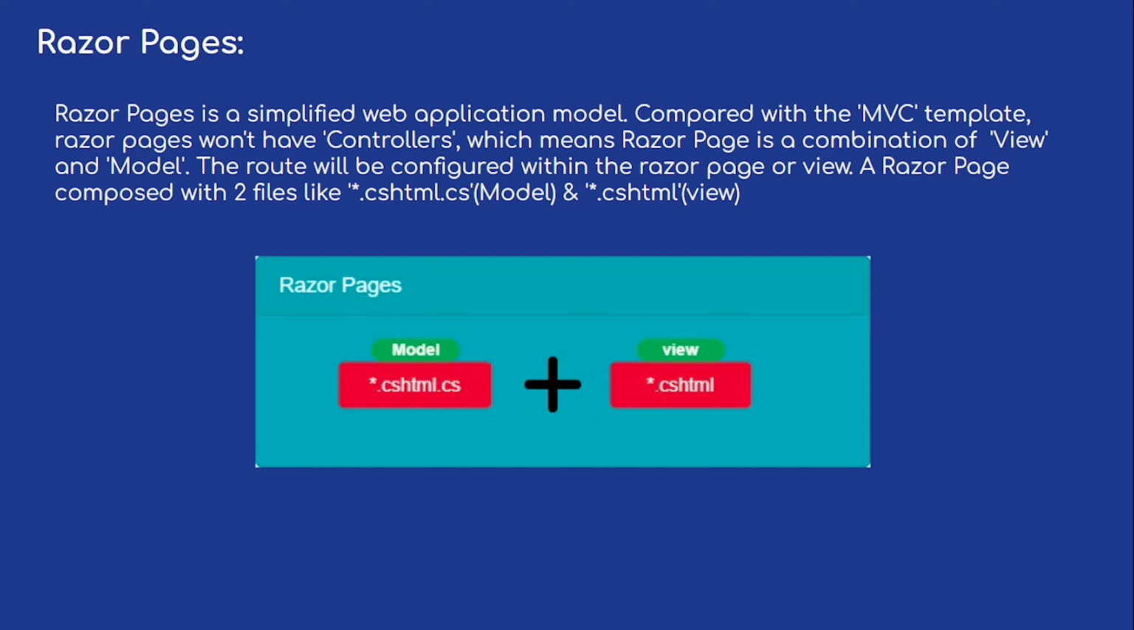Basically our Razor page is composed of two files. One is .cshtml.cs, that is called the model. The other is only .cshtml, that is called the view. These two files combined make a Razor page. So in this demo we are going to implement a sample CRUD example by making a relation between two tables with one-to-many.